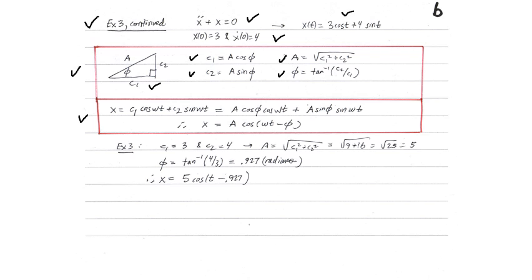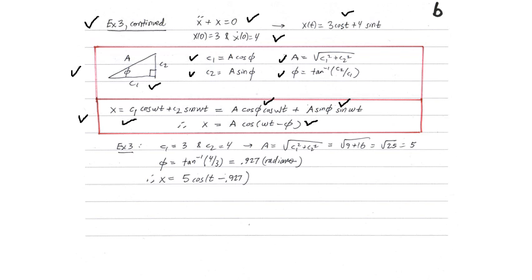The original expression that we had for the solution was C1 cosine omega t plus C2 sine omega t. If we substitute in the expressions up above for C1 and C2, we get this. And if we factor out A and use a trig identity on the rest of it, that turns out to be equal to A cosine of omega t minus phi.